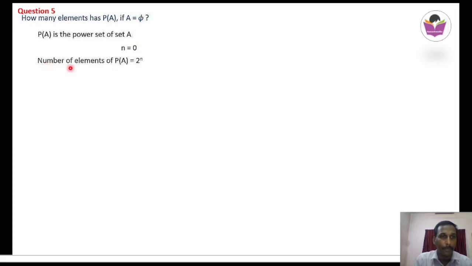So for the number of elements of P of A, we have learned the formula 2 power n. So 2 power n means 2 power 0. 2 power 0 is 1. So the number of elements of P of A is 1. You can write the final statement as: hence P of A has 1 element.